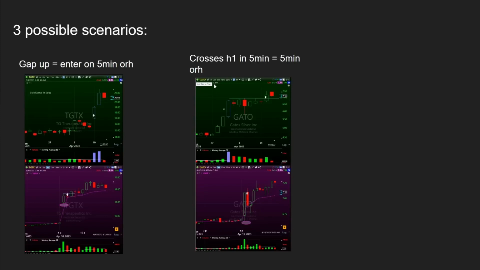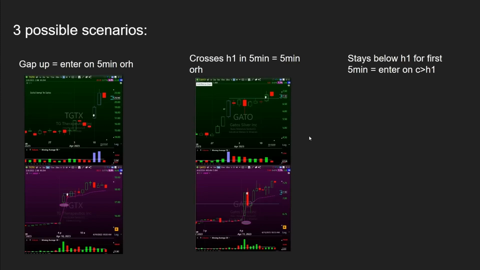Okay, so that is the second possible scenario. If that range or the pivot line or the resistance line or the previous day's high, whatever you want to call it, is taken out within the first 5 minutes itself, you do the same thing and you enter on the 5-minute opening range high.